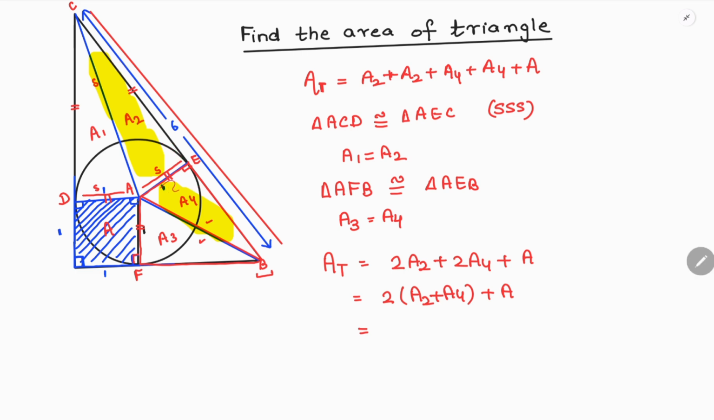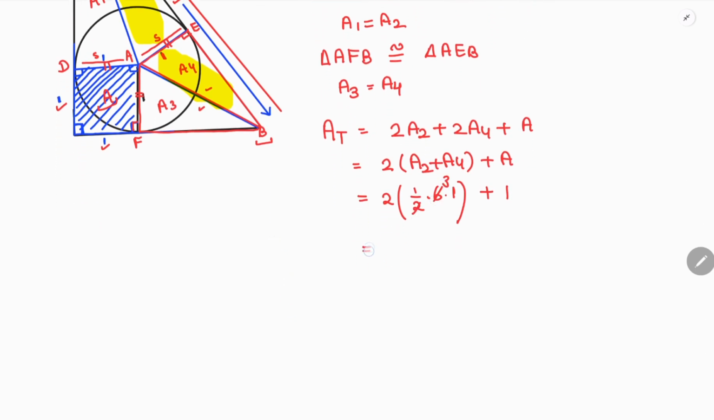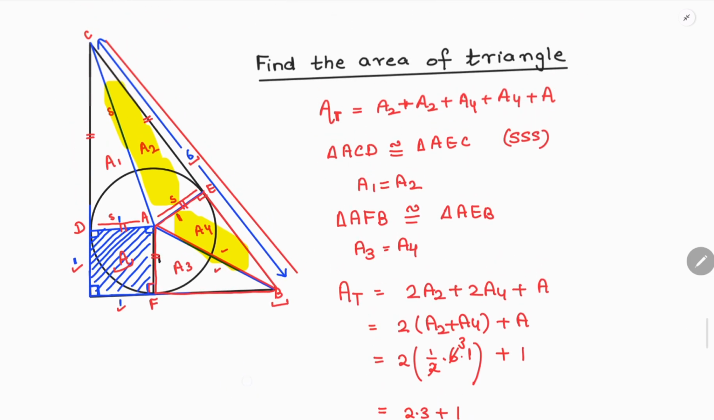A2 plus A4 together form a triangle, ABC, and the area of triangle ABC is half times base times height. The base is 6 units and the height is 1 unit. And A is a square, and the area of a square is side times side, so 1 times 1 is 1. Now we just solve it: this equals 2 times 3 plus 1, so 6 plus 1, that is 7 units. So we have found the area of this triangle.